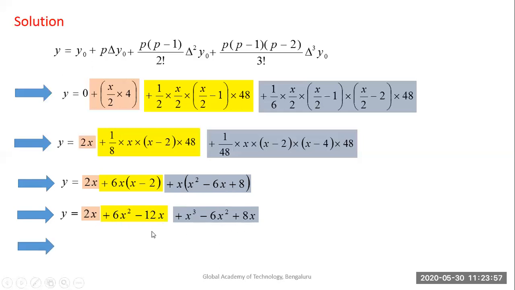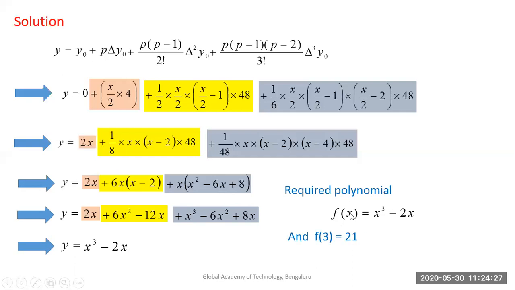Now combine all this to get x cube here. Then the x square terms, 6x square minus 6x square, get cancelled. 2x minus 12x is minus 10x, plus 8x will be minus 2x. So the required polynomial is f of x equal to x cube minus 2x. This is the interpolating polynomial using the forward interpolation formula. After this, we want the value of f of 3. Just substitute x equal to 3. We get 3 cube minus 2 into 3, which is 21.